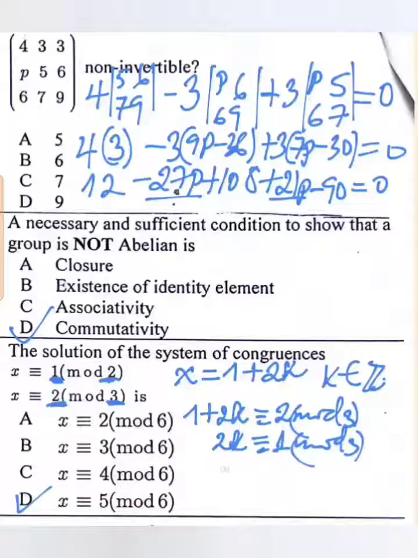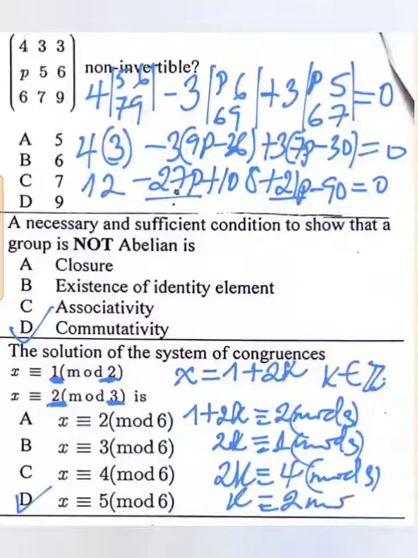And in order to make k the subject, I will have that 2k is congruent to 4. If I add 3 to 1, the modulo, I will have another number congruent to 1 in mod 3. And 4 being a multiple of 2, I can now cancel 2 on both sides, so that k should be congruent to 2 mod 3.